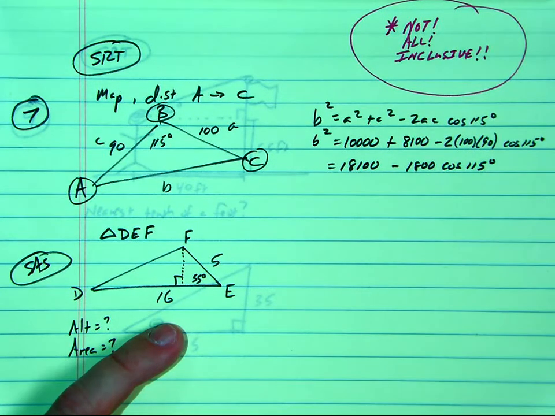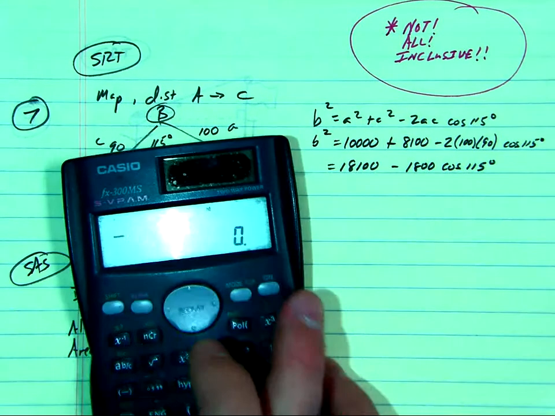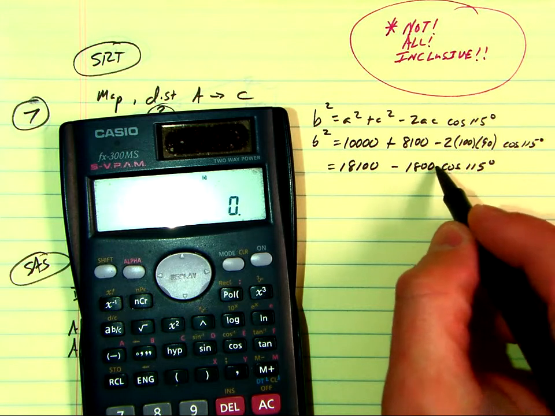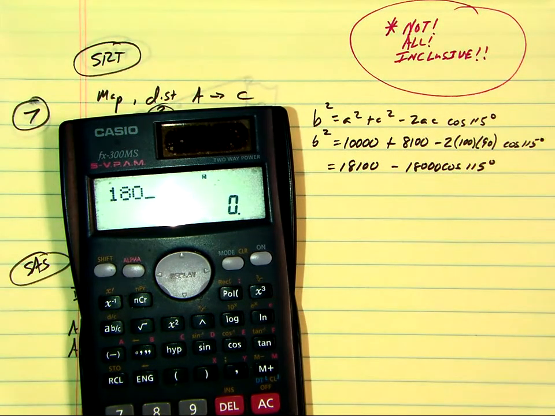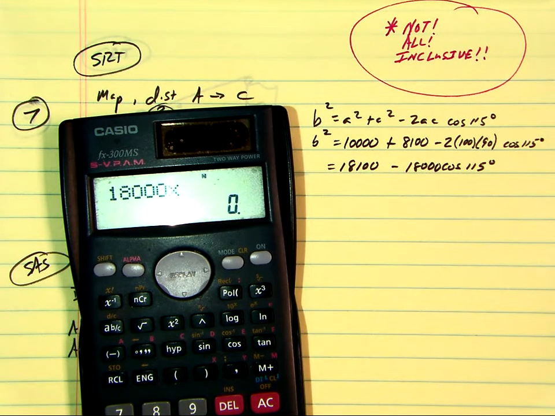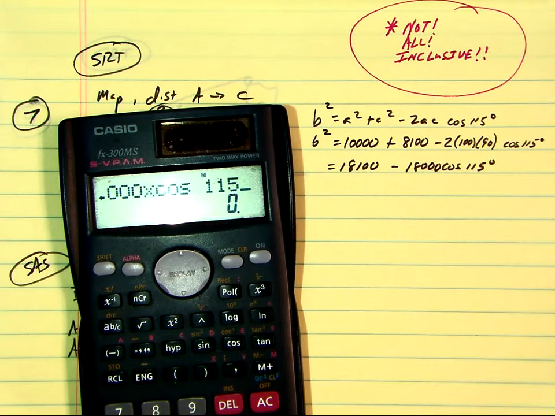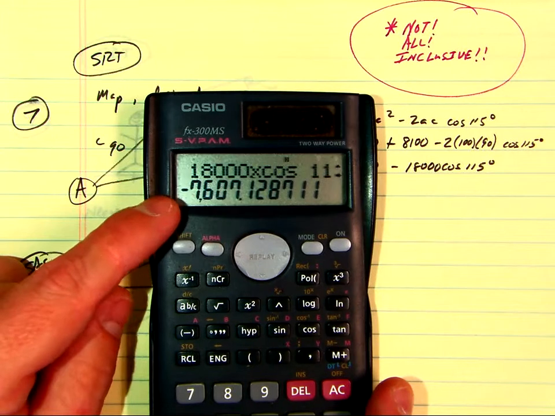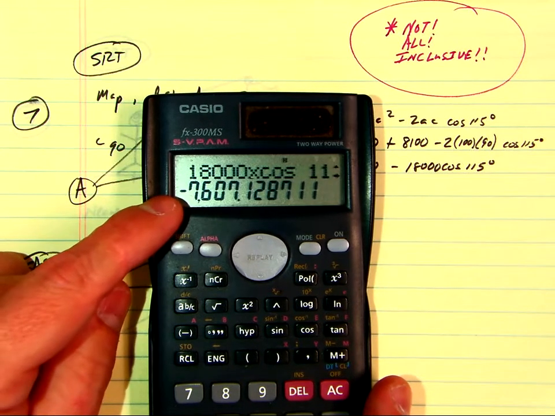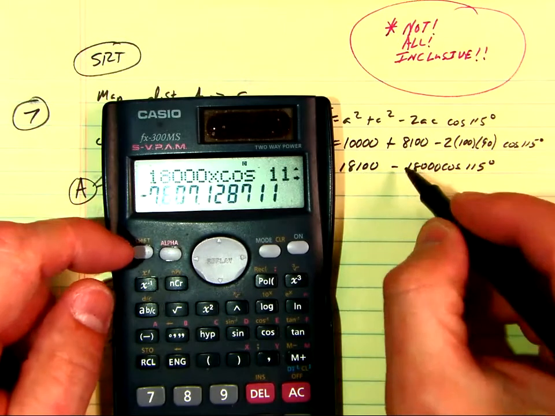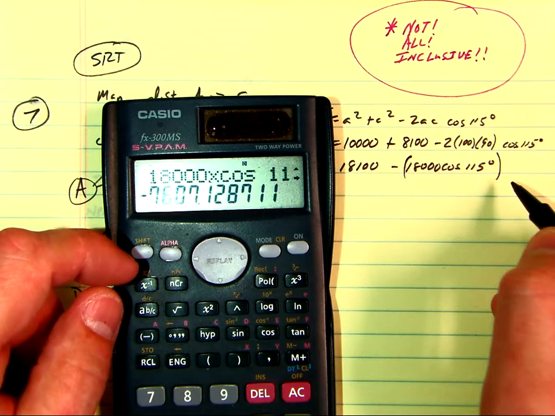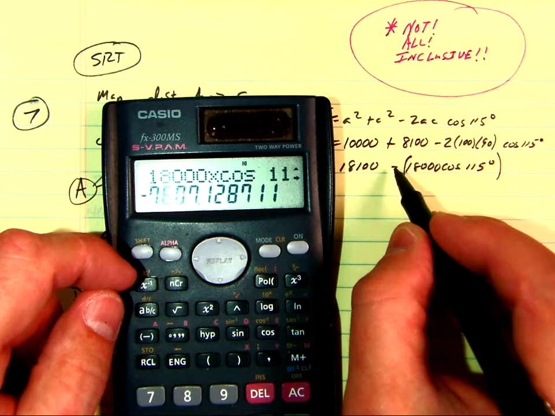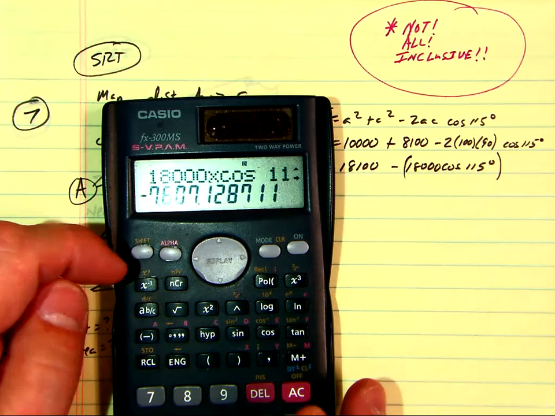Sweet. Okay, so my recommendation in the calculator is do the cosine part first. So that's 18,000 times cosine of 115. You see how it's a negative number right there? That's what they're trying to fool you with. That negative number would throw you off if you forget that negative. So this part right here is negative, and I've got a negative in front of it. What happens to the two negatives? That's right, they cancel each other out.